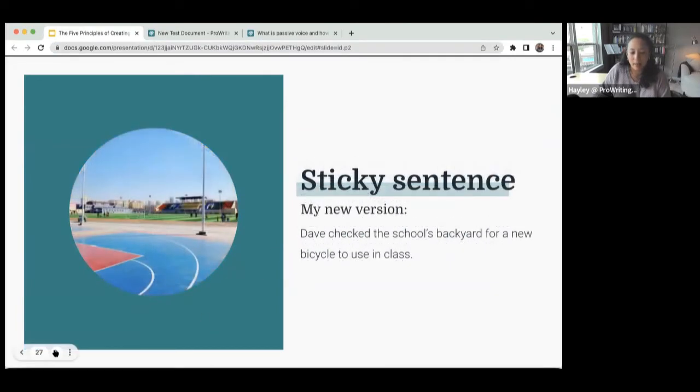Here's what I came up with. Dave checked the school's backyard for a new bicycle to use in class. Yeah, so we had to find a new bicycle for class. Dave checked into the backyard of school. Again, we've had about, I think, 10 or 11 different versions here. Every single one of ours is a little bit different than everyone else's, and every single version is better, right? So again, that's kind of what I was saying with sticky sentences.